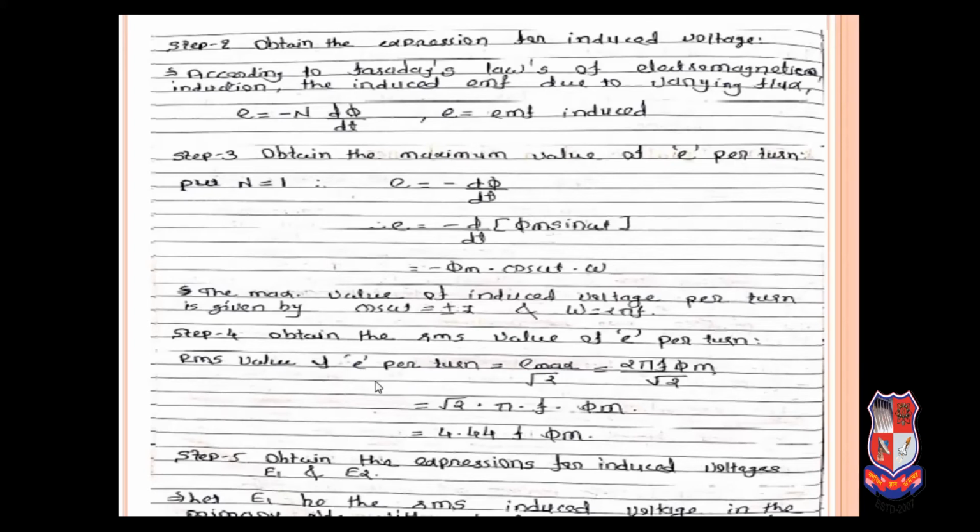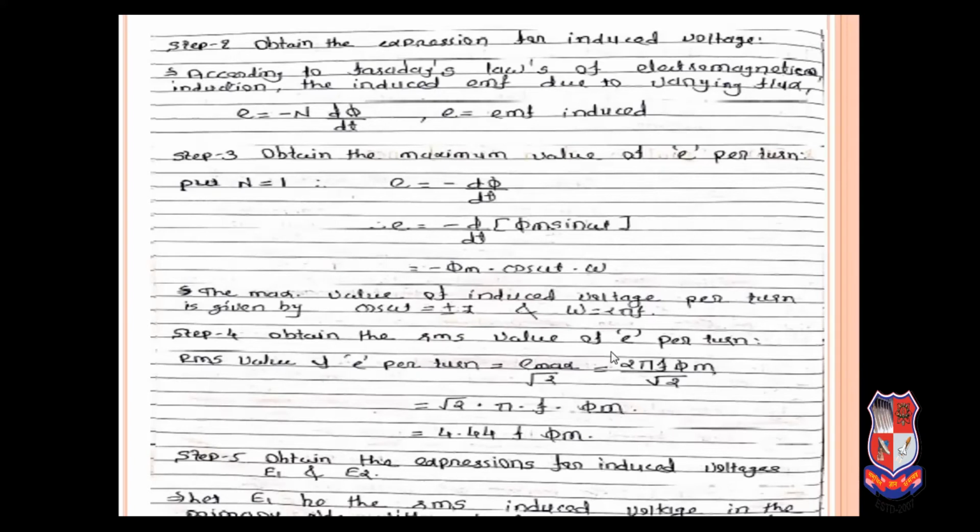The RMS value of induced EMF per turn is given by E max, the maximum value of the induced EMF, divided by root 2. So E max is equal to 2 pi f phi m. In this equation, put cos omega t equal to minus 1, phi m as it is, omega t replaced by 2 pi f, and root 2 as it is.